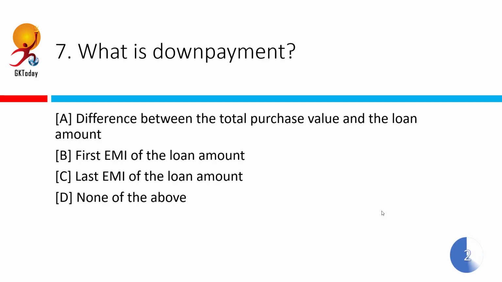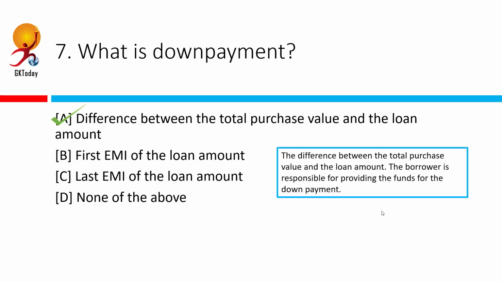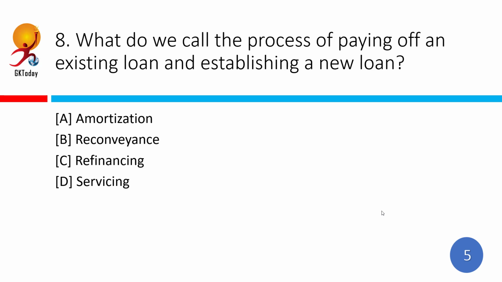This is something we are all probably aware of. Correct answer is difference between total purchase value and the loan amount. So when you take a loan for an item, suppose you're taking a loan to buy an apartment, there's a certain percentage of the actual purchase value of the apartment that you have to pay on buying it, and the rest of it is what you ask for as a loan. So this is an agreement that the borrower is responsible for providing funds, and the down payment is the first fund they pay. What do we call the process of paying off an existing loan and establishing a new one?